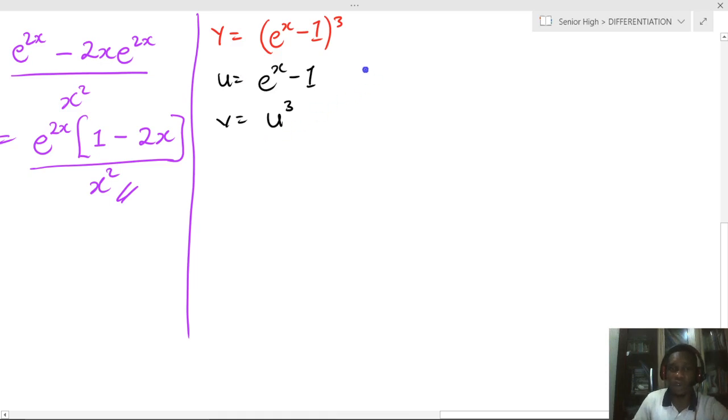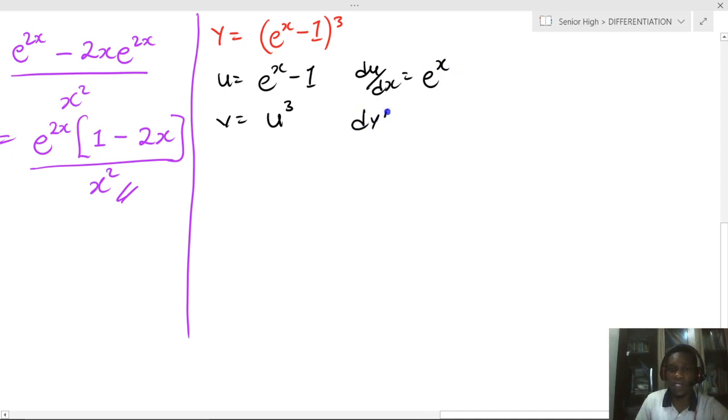So therefore, our du dx will be equal to what? If you differentiate this entirely, remember differentiating exponential x will still give us exponential x. Differentiating minus 1 will give us 0, right? Because when you differentiate the constant, you have 0. So this is entirely out. So what you have is just exponential x.